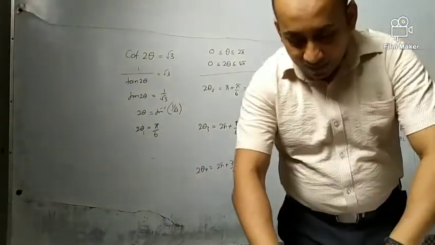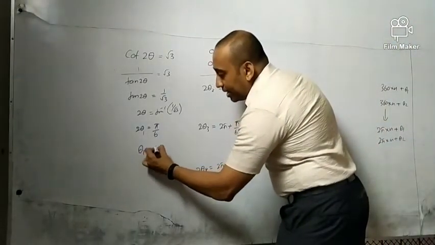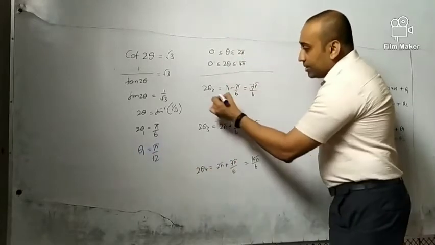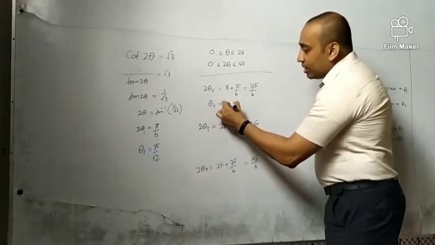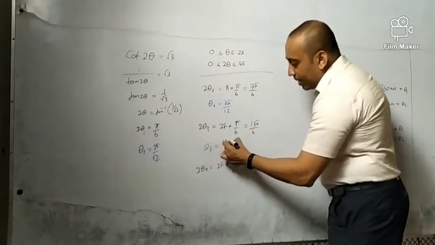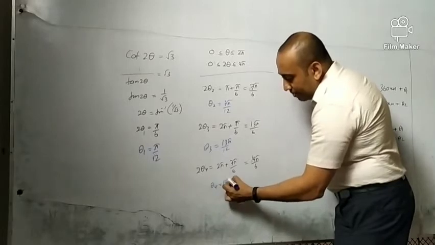That's what I mean. After that only we have to find the angle for theta 1. Theta 1 is equal to pi by 12. Theta 2 is equal to 7 pi by 12. Theta 3 is equal to 13 pi by 12. Theta 4 is equal to 19 pi by 12.